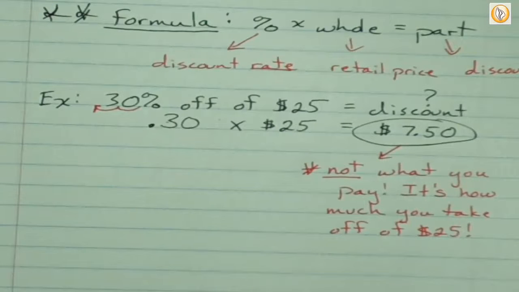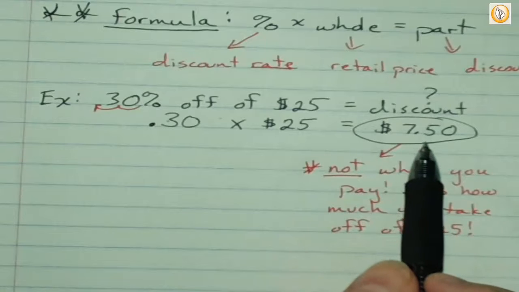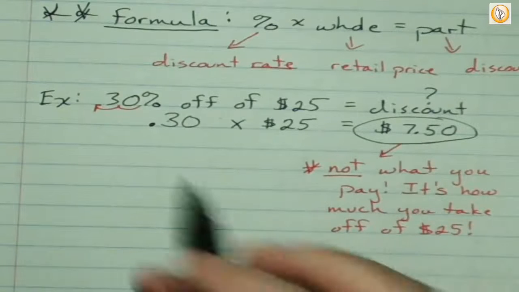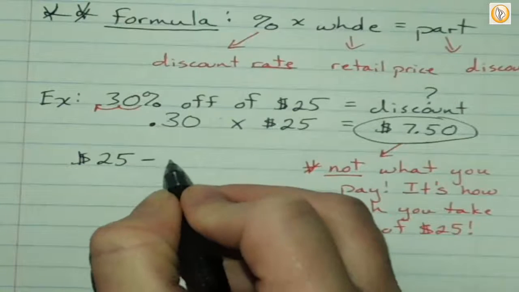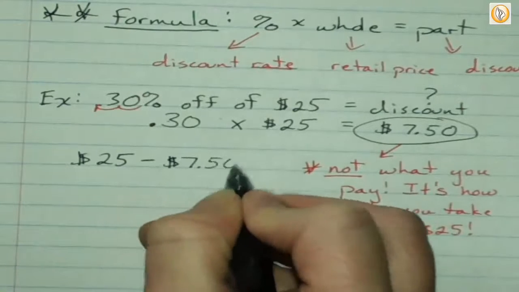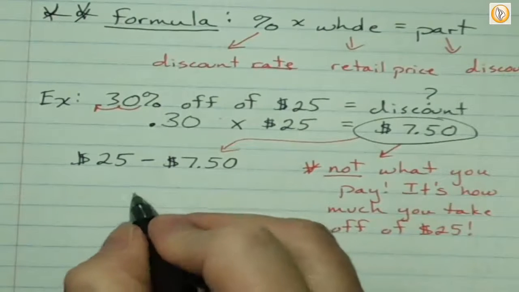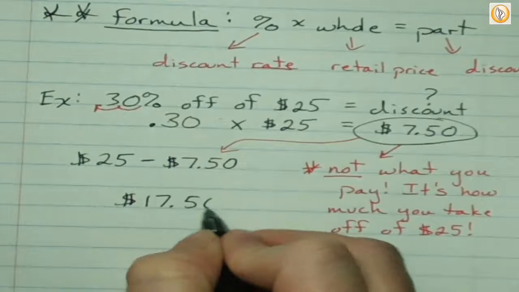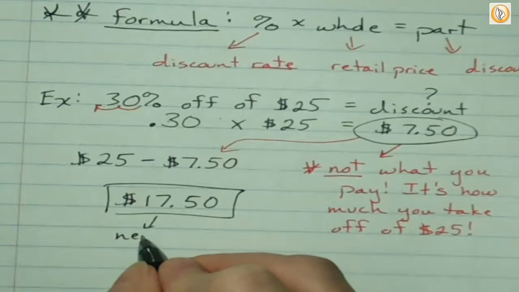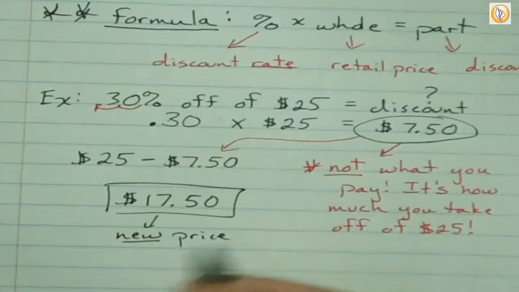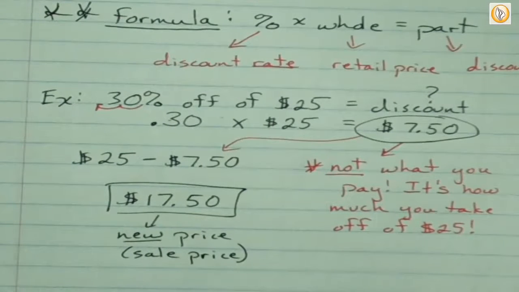They're terrible. Okay. So, like Ataya said, this is your discount. That's not what you end up paying. That's how much is taken off of $25. So it's $25 minus the $7.50, which is your discount, and you end up paying $17.50. This is the new price, or what's called the sale price.